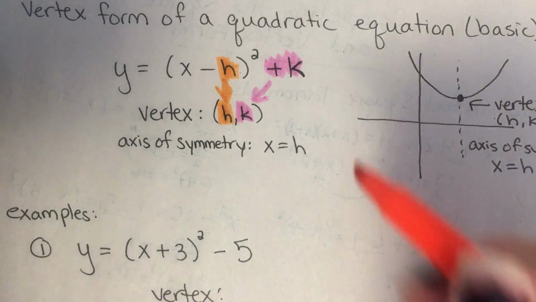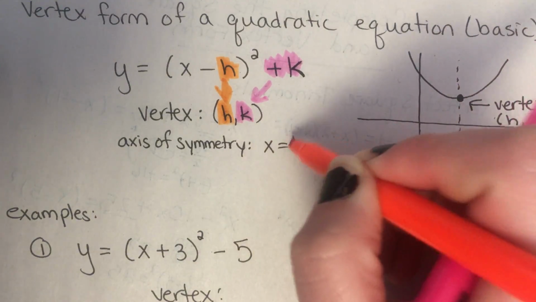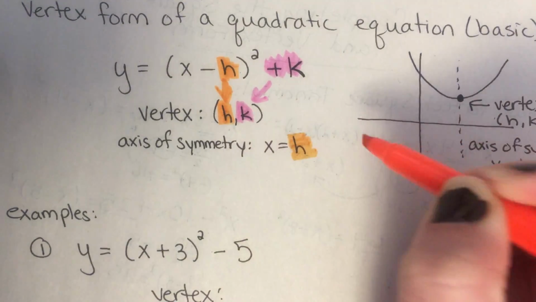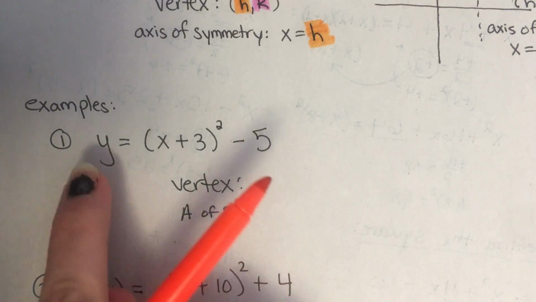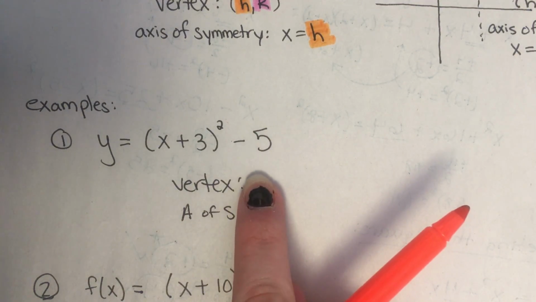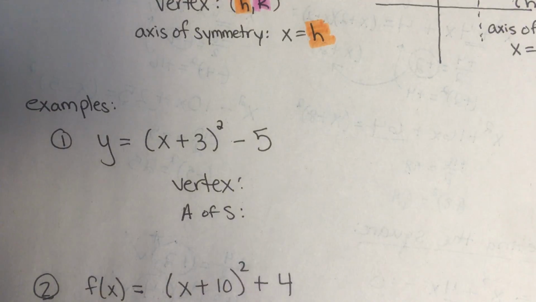Okay, and our axis of symmetry is always going to be x equals, and then I'm just going to plop down the h that I already have. All right, so let's take a look at one of our examples. I already did completing the square. I arrived at this answer. We can identify the vertex and axis of symmetry now.